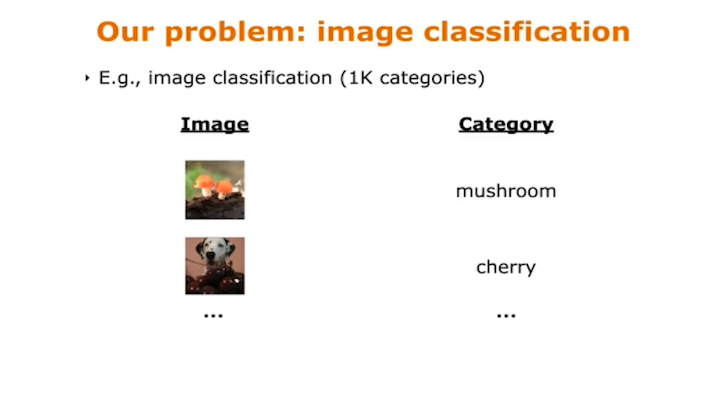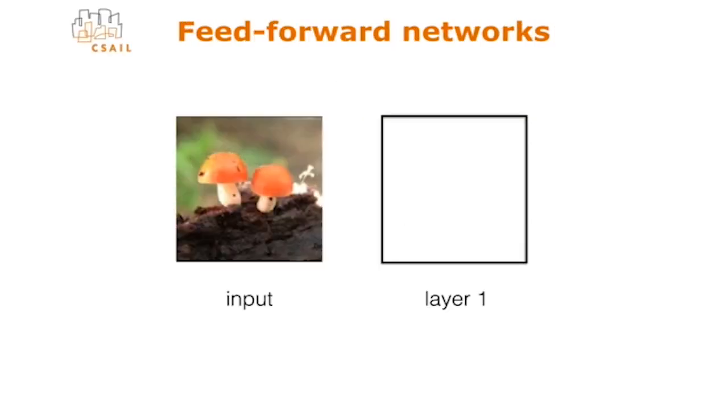All right, so just to remind what the problem is, we are getting images here, maybe high resolution image. We have to learn to map that to a category such as mushroom, and we might have, say, 1,000 different categories. So this is a multi-way classification problem where the input example X is an image and the output is a category Y. So let's try to see why we are not using feed-forward neural networks for this purpose.